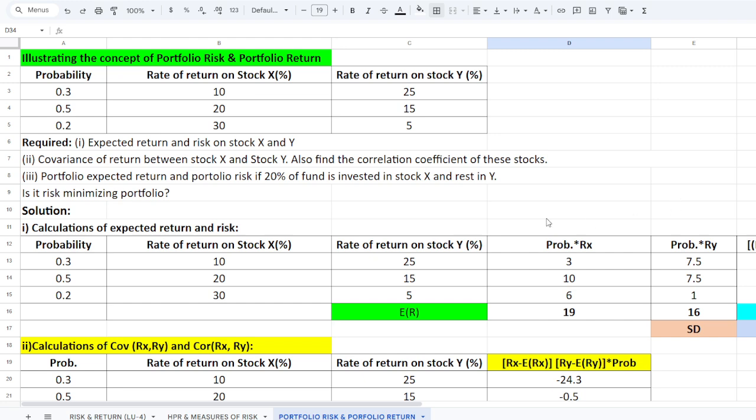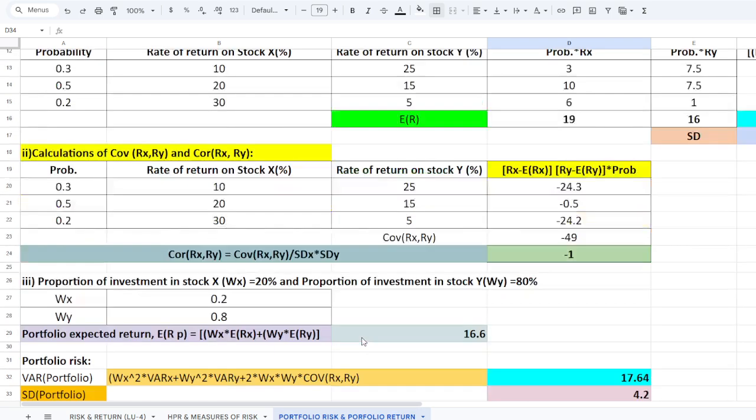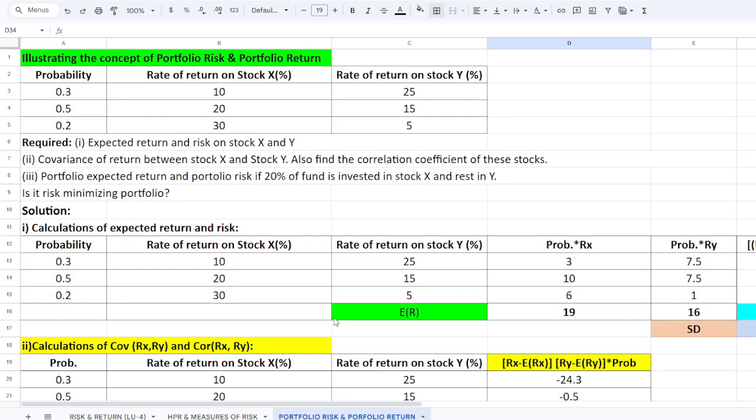In coming days, I will be discussing how we can tell whether it is a risk minimizing portfolio. Then I obviously say that this is not a risk minimizing portfolio. For a risk minimizing portfolio, as suggested by Markowitz in 1952, we have to find the optimal weight, that is the proportion of investment in X and Y. Then in that case, risk would be 0. In coming days, I will be discussing the risk minimizing portfolio in particular, including the efficient frontier concept.